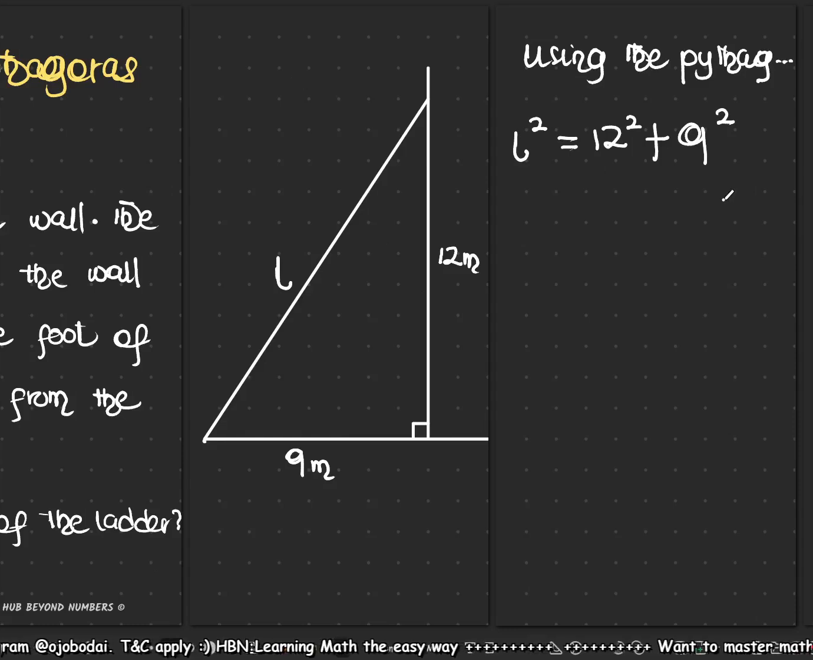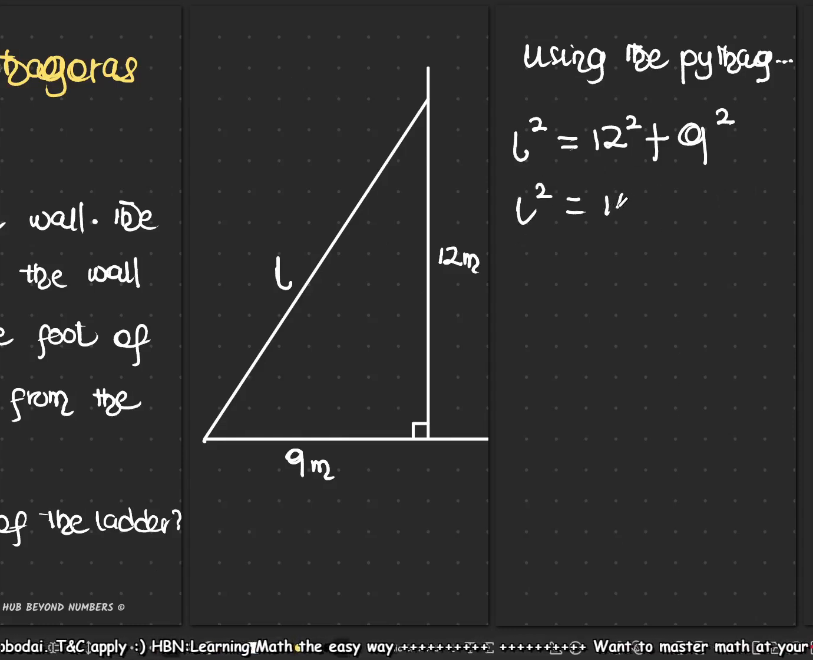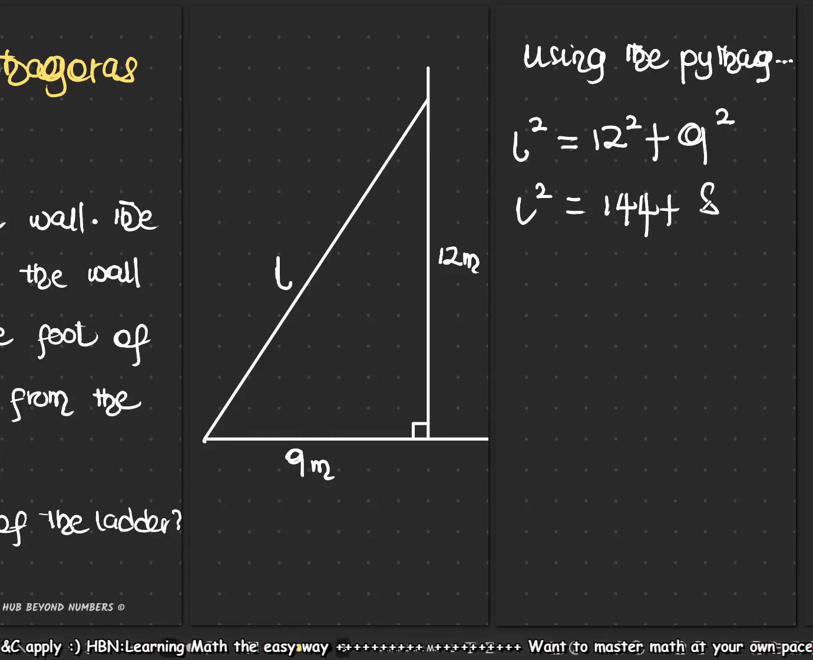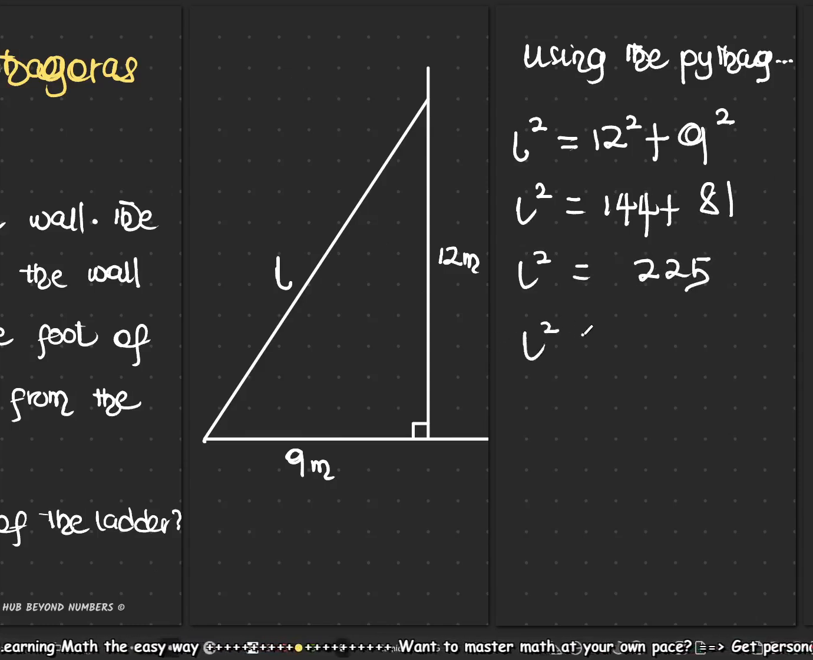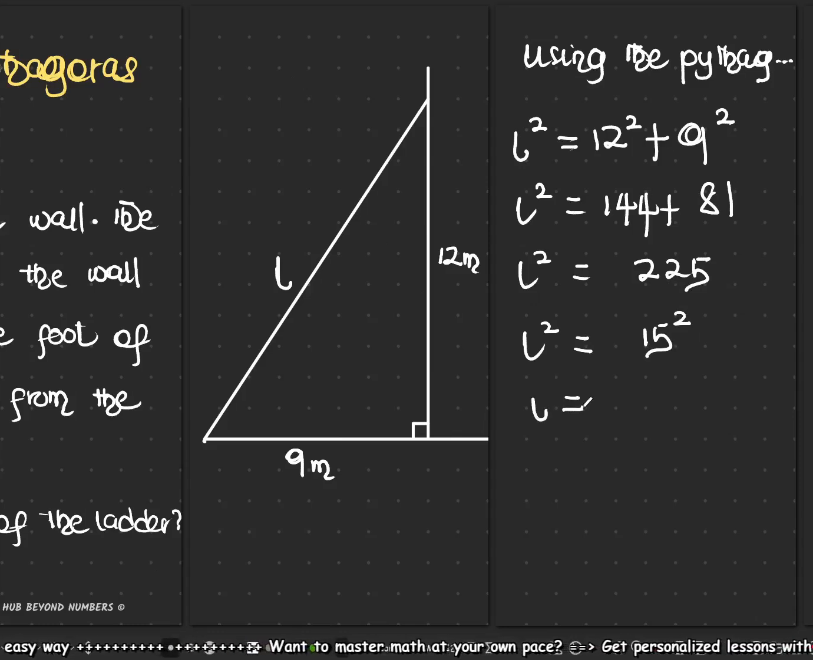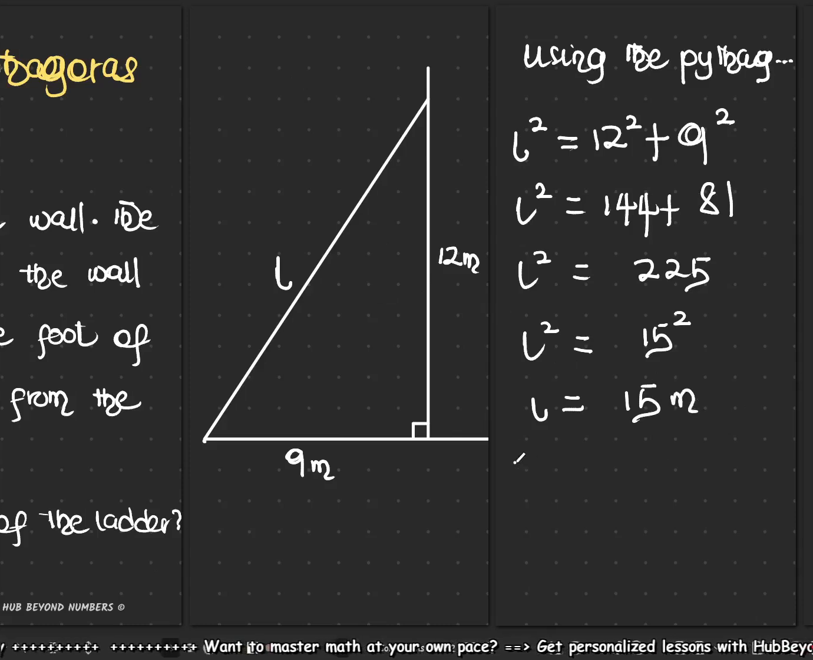It's all about evaluating and then simplification. So L squared is equal to 12 squared, which gives us 144, and then 9 squared gives us 81. So L squared is equal to 225. What number squared gives us 225? That is 15 squared. Since they all have a square, we can just say L is equal to 15. The unit is meters.